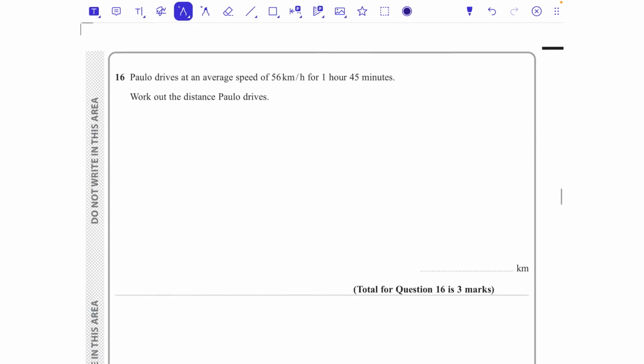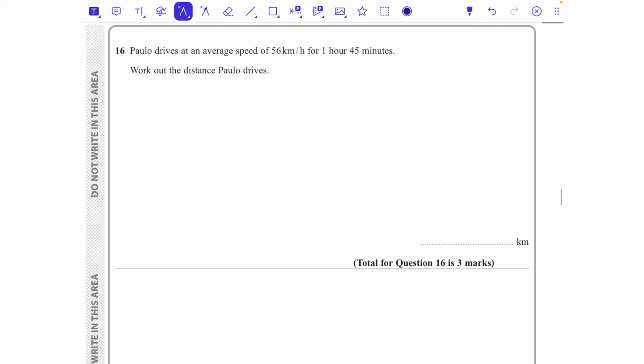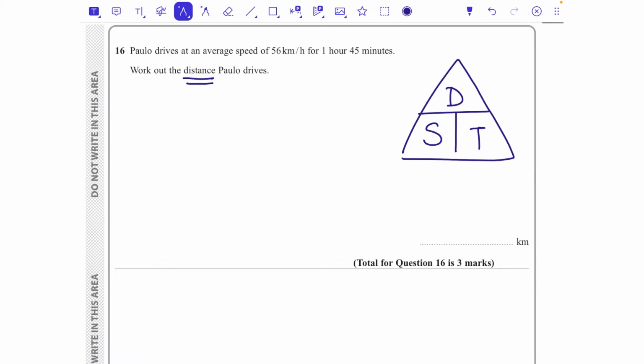Okay, question number 16. Paulo drives at an average speed of 56 kilometers an hour for an hour and 45 minutes. Work out the distance that Paulo drives. So I've got my triangle, speed, distance, time, and that's going to help me here. Now you would like to know the distance. So if we cover up the distance and we do the sum that's left behind, that's going to be the speed multiplied by the time.